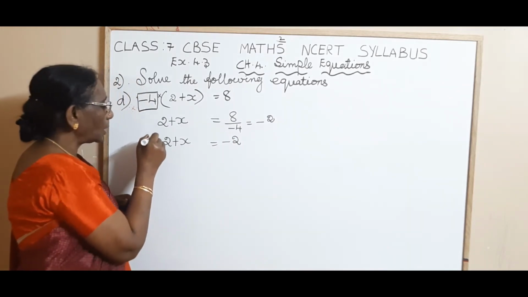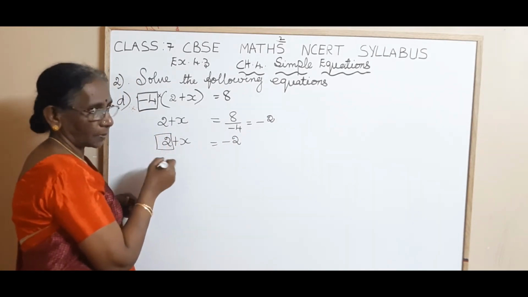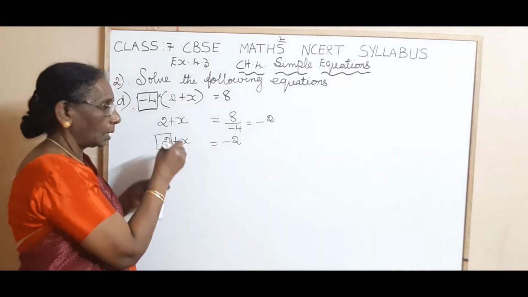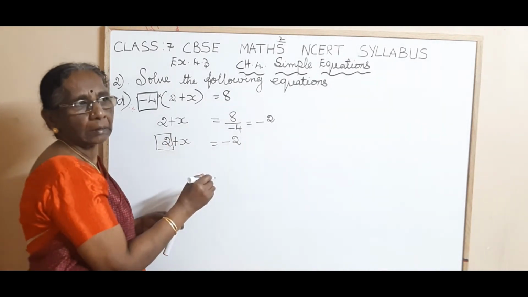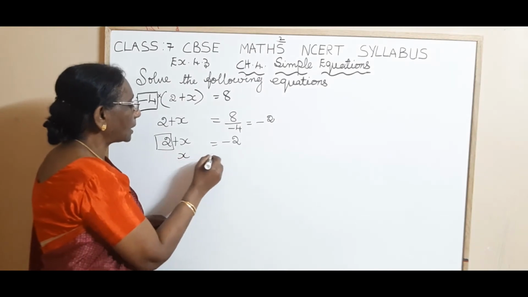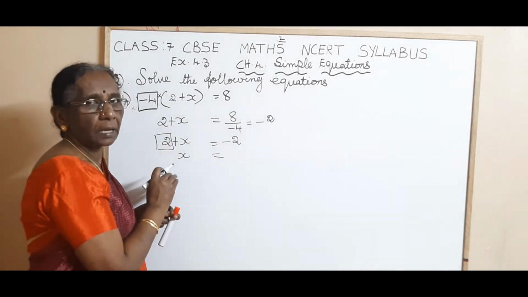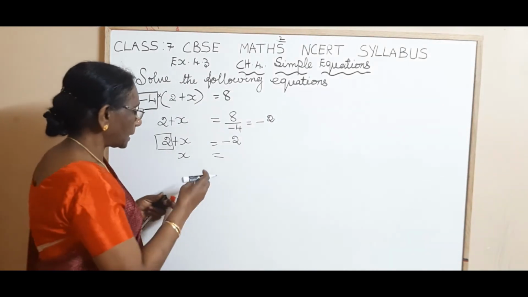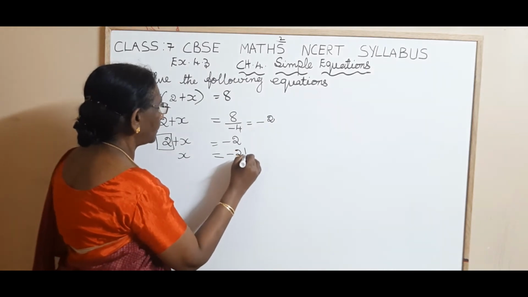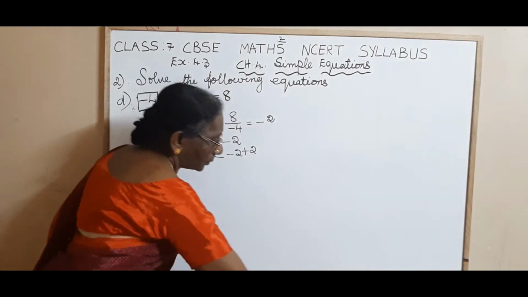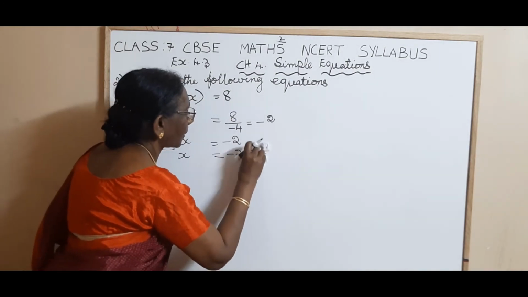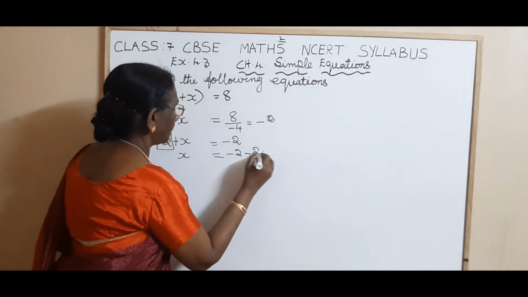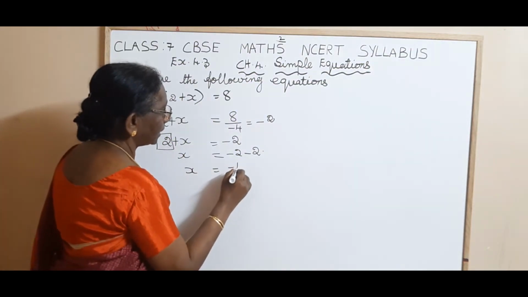Now next step what? You have to remove this plus 2. Now you are adding 2 plus x. It's not 2 into x. Therefore you have to change the sign. So you should have a clear idea when you have to change the sign, when you should not change the sign. You should not get confused unnecessarily. So minus 2 minus 2, that is equal to x is equal to minus 4.